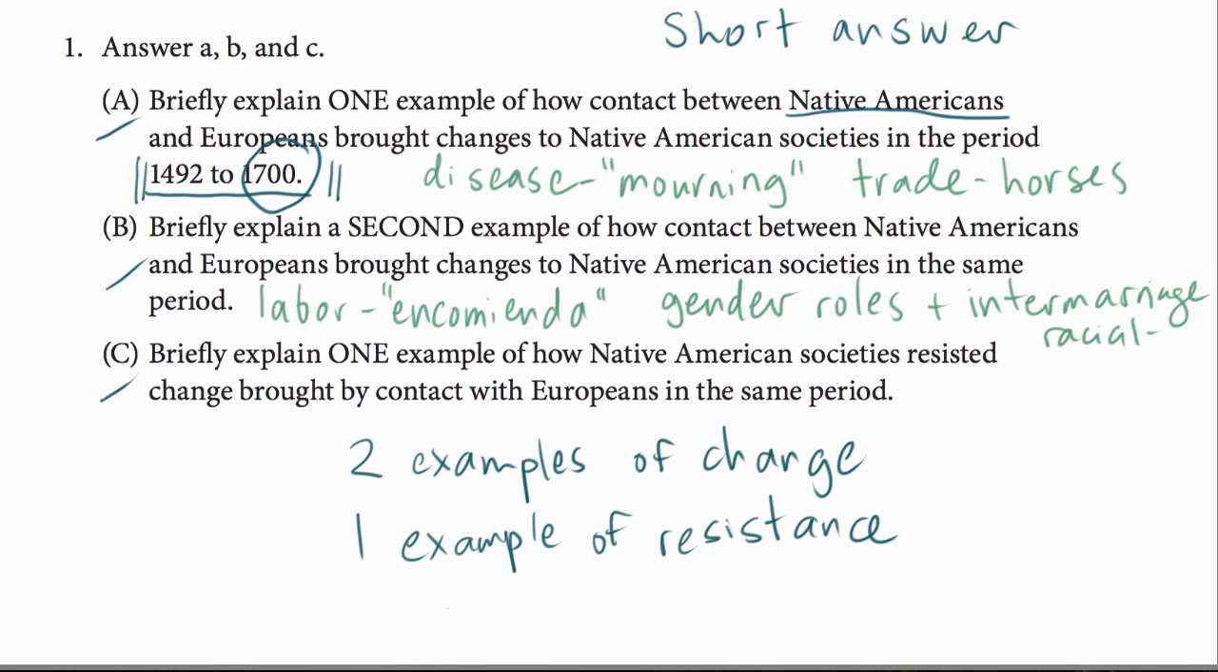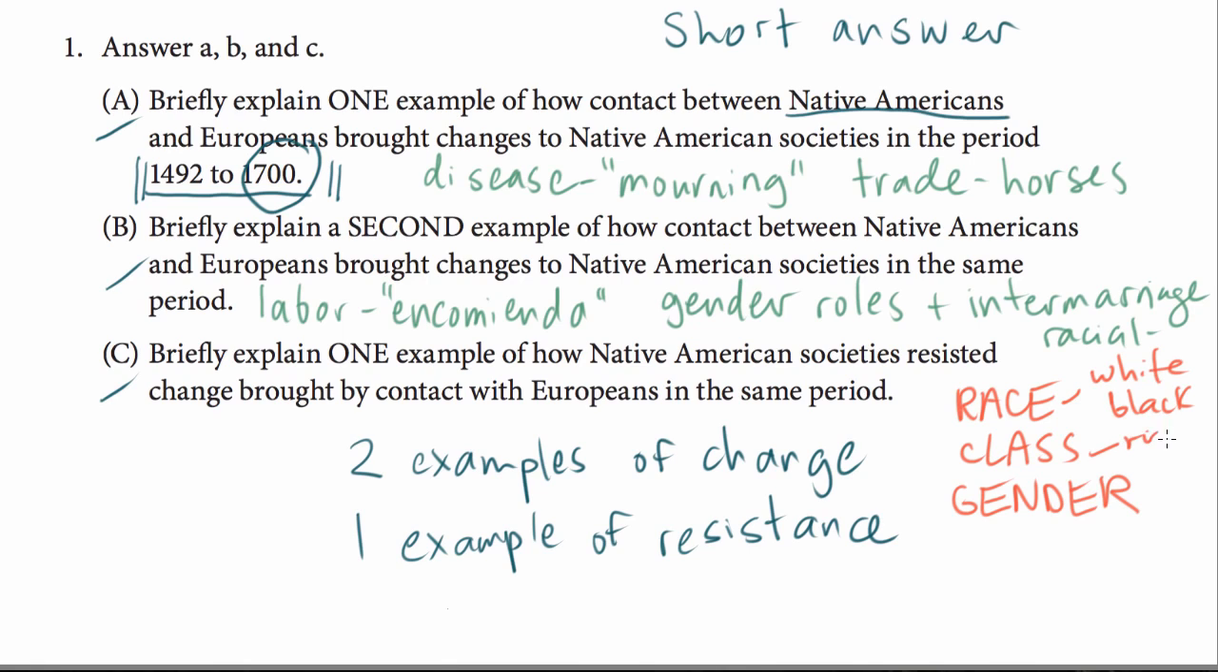When you're thinking about how to answer these types of questions, one of the most useful things you can do is think about race, class, and gender. These are things that historians think about all the time. And what they mean by these things is to say, how does a certain issue affect, say, white people differently than it might affect black people? Or Native American people differently than it might affect Europeans? Or does this affect rich people more than it affects poor people?